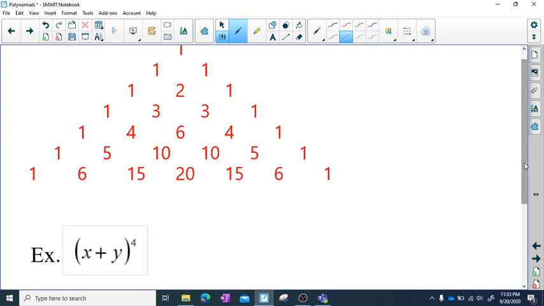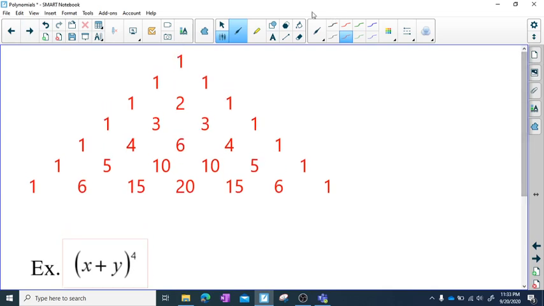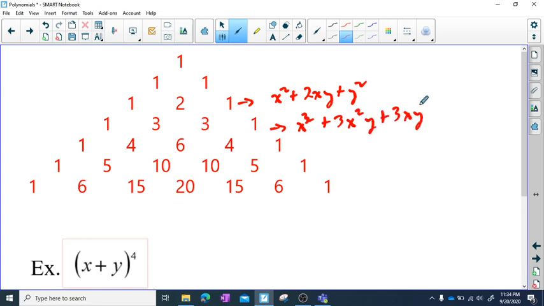I'm going to write down here x squared plus 2xy squared. There's going to be a pattern here that I'm going to show you. This is x cubed plus 3x squared y plus 3xy squared plus y to the third.